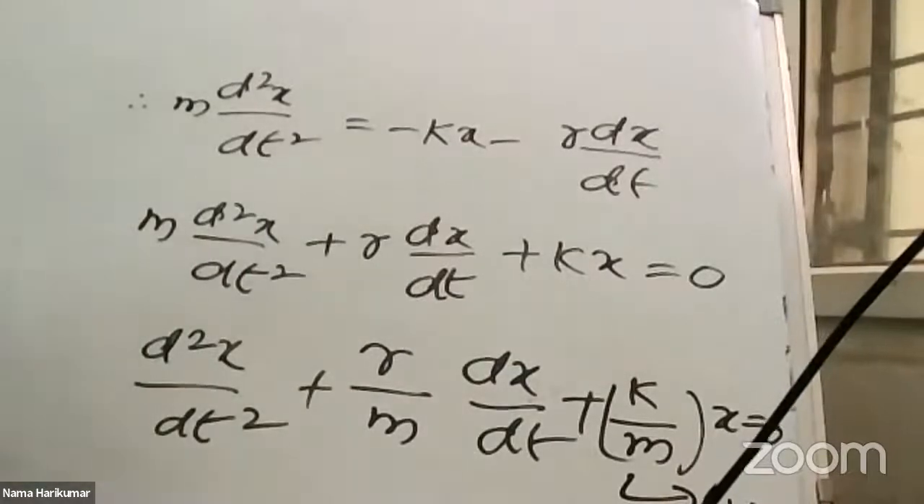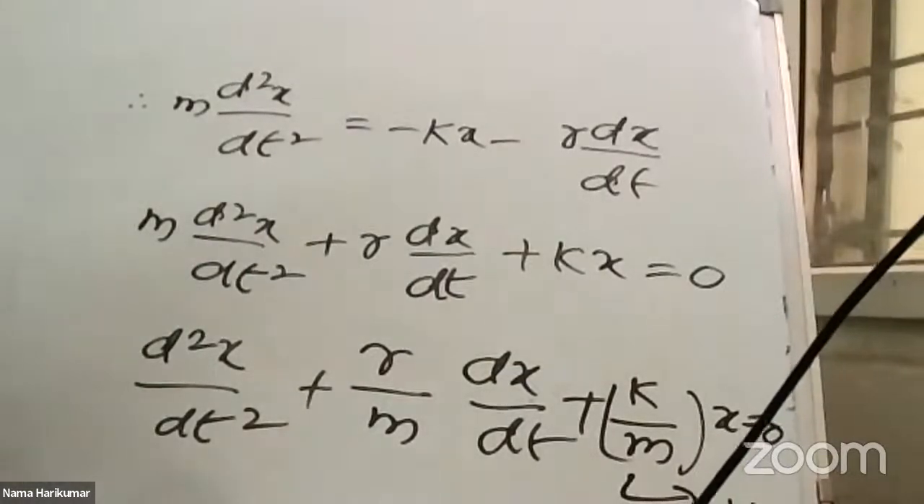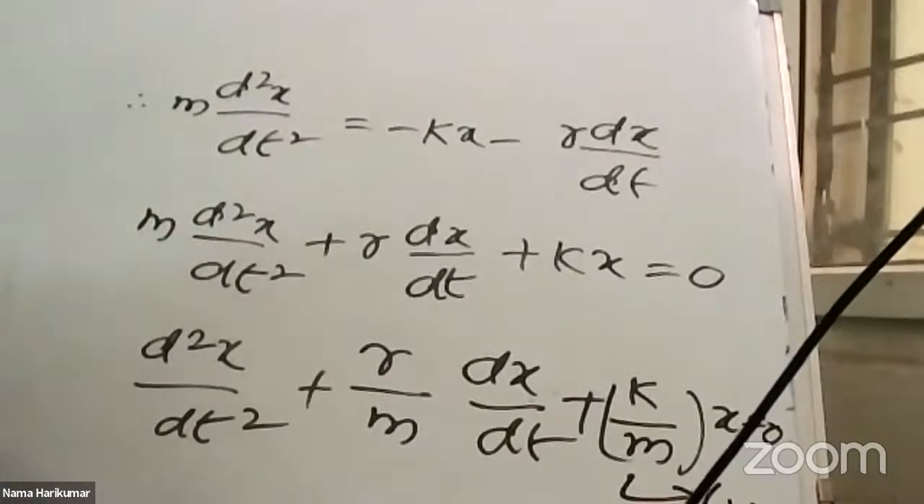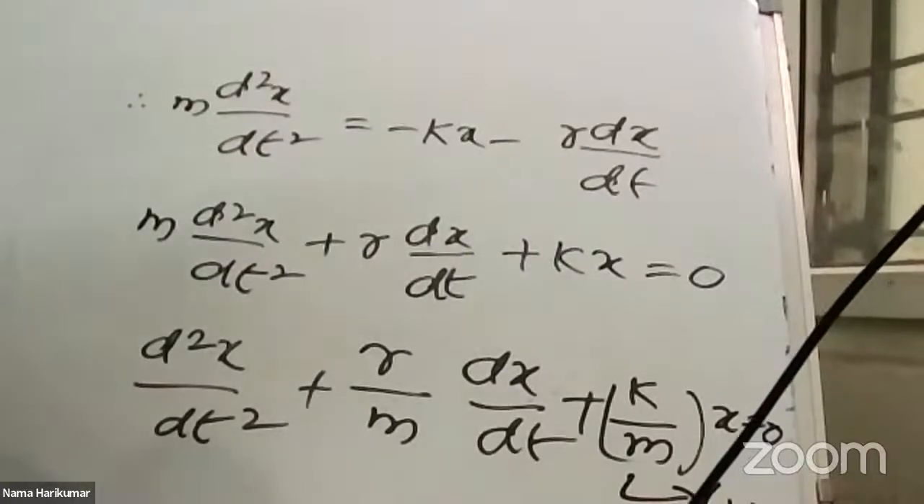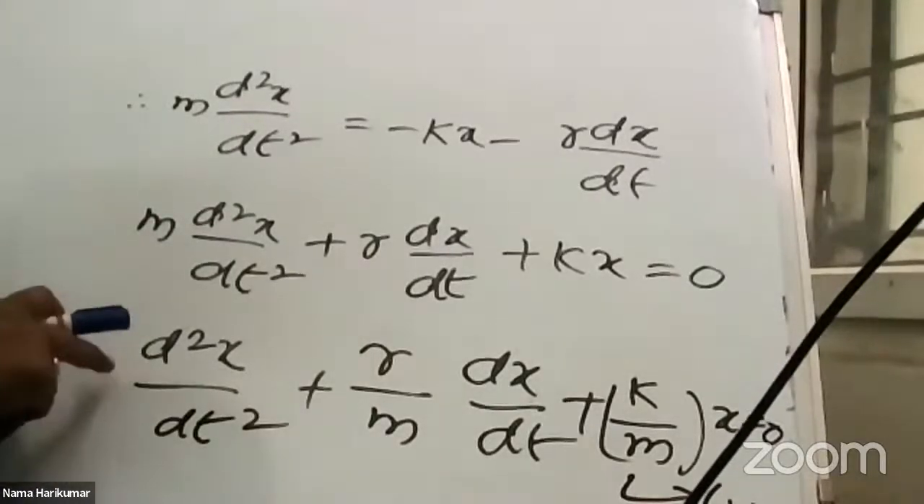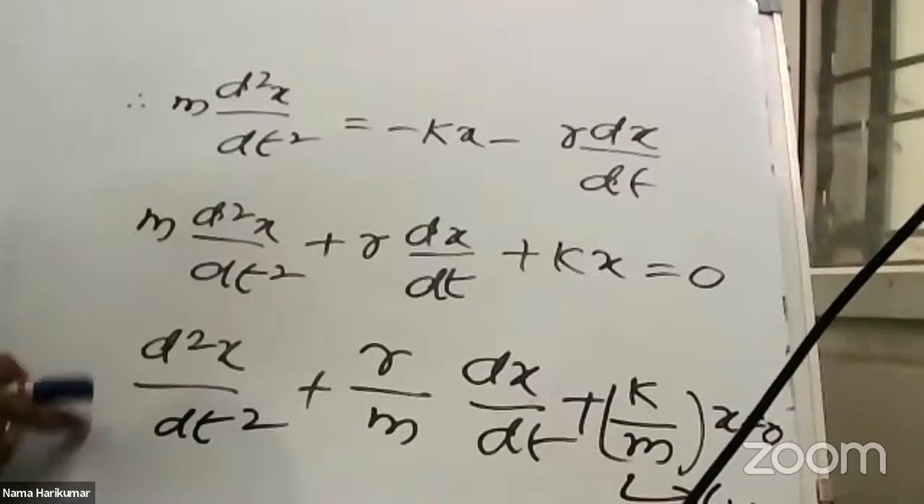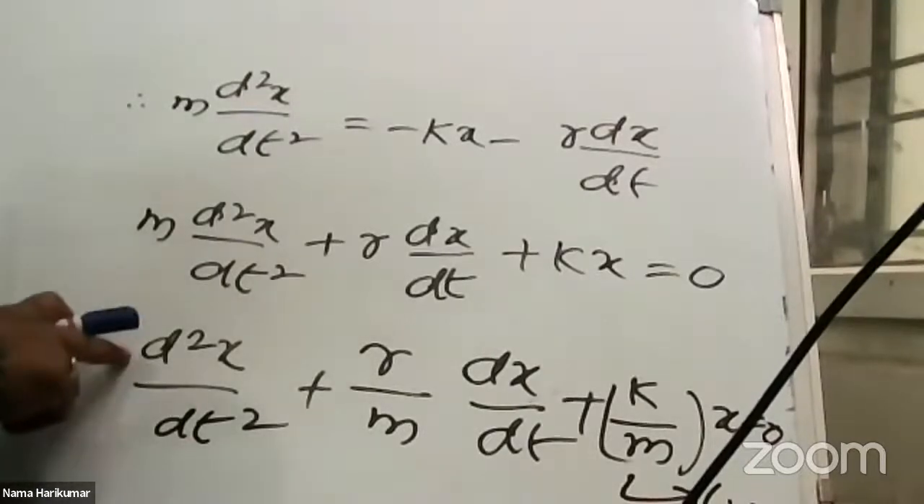So next, in this equation 1, the first term is d square x by dt square. Rajesh, please mute. Okay, so in equation 1, the first term d square x by dt square is a second order differential equation of a damped harmonic oscillator.